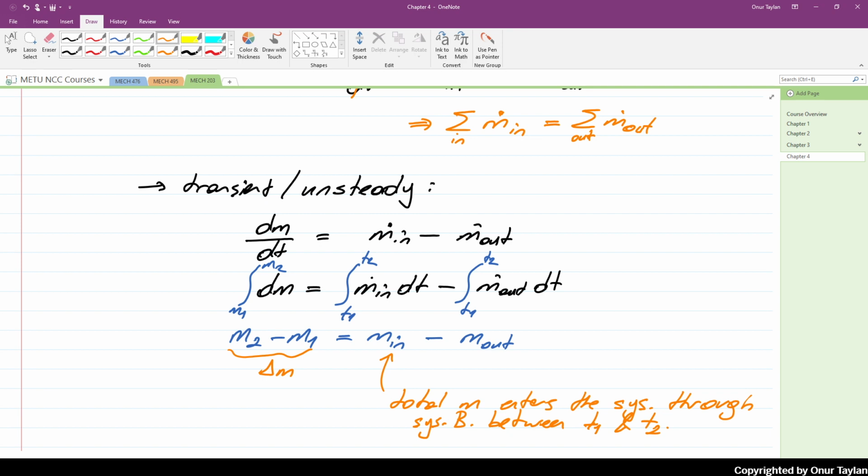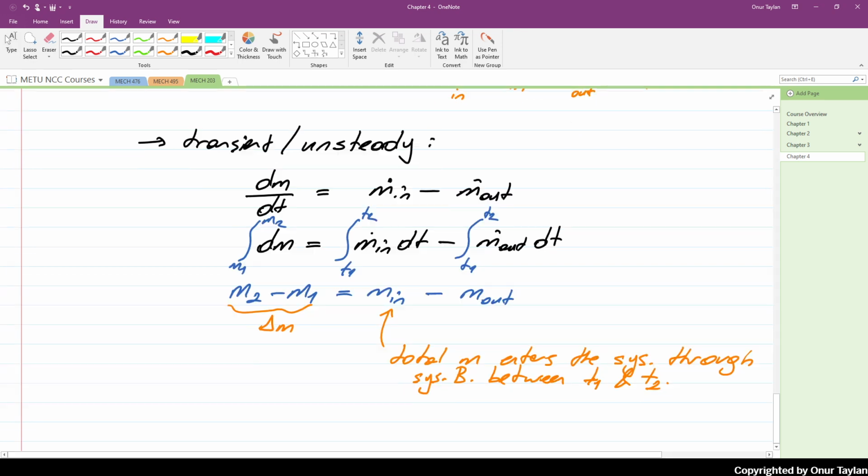This is very similar to what we covered for the control mass systems. For the control mass, the left hand side was 0 and the right hand side was also 0. The left hand side was 0 because m in is 0 and m out is 0 for control mass, therefore m2 was equal to m1. But with control volume systems, you might have m in and m out, therefore the left hand side may be non-zero. So please keep this in mind.